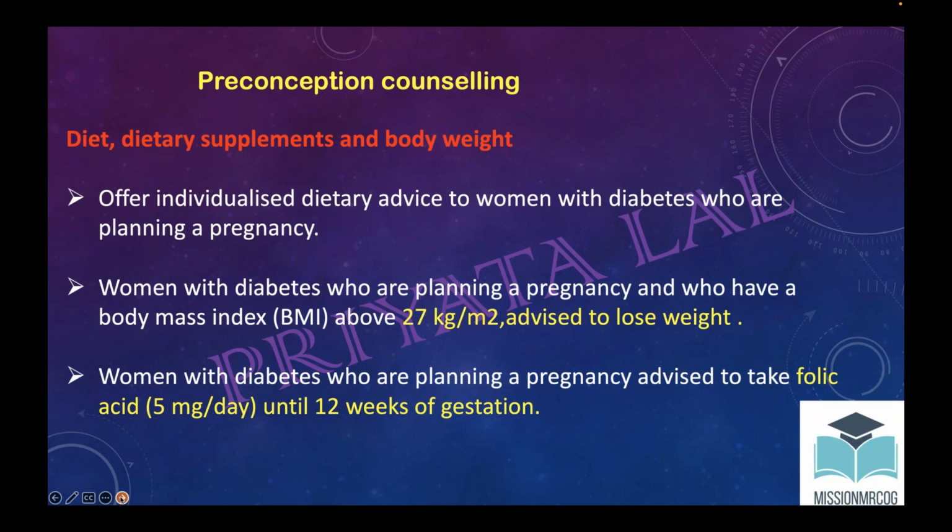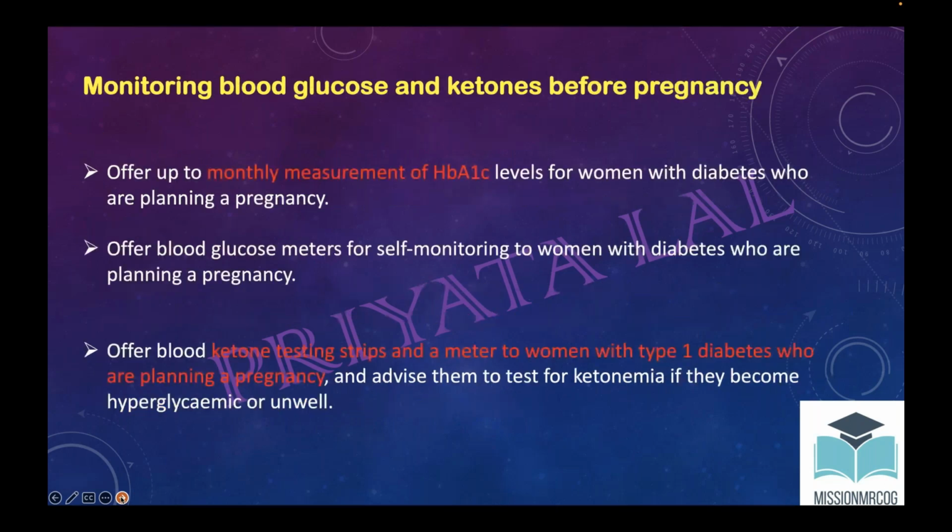Okay. And now before pregnancy, whenever the patient is planning, it is very important that her sugars are controlled. So how are they checking that? They are doing monthly measurement of glycosylated hemoglobin. Apart from this, the patient can do self monitoring also when planning for the pregnancy. And if the patient has type 1 diabetes, then ketone strips are usually offered. If there are any hyperglycemic symptoms, or if they feel unwell, then they have to test for ketones also with the strips. So these are all the things they want to assess the blood sugar control before pregnancy. All these tests are recommended by the NICE guideline.